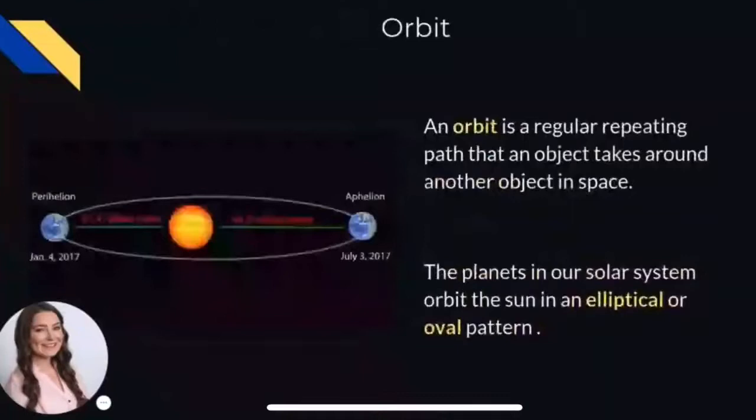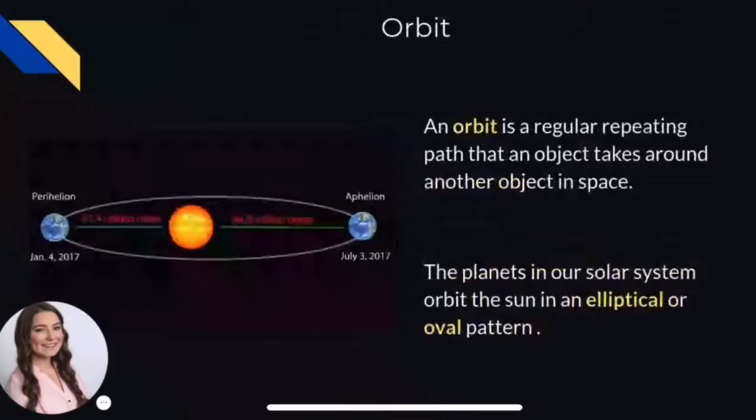Before we can move on to seasons, we need to understand one more thing. The planets orbit the sun. An orbit is a regular repeating path that an object takes around another object in space. The planets in our solar system orbit the sun in an elliptical or oval pattern, not a perfect circle as you typically see it drawn.